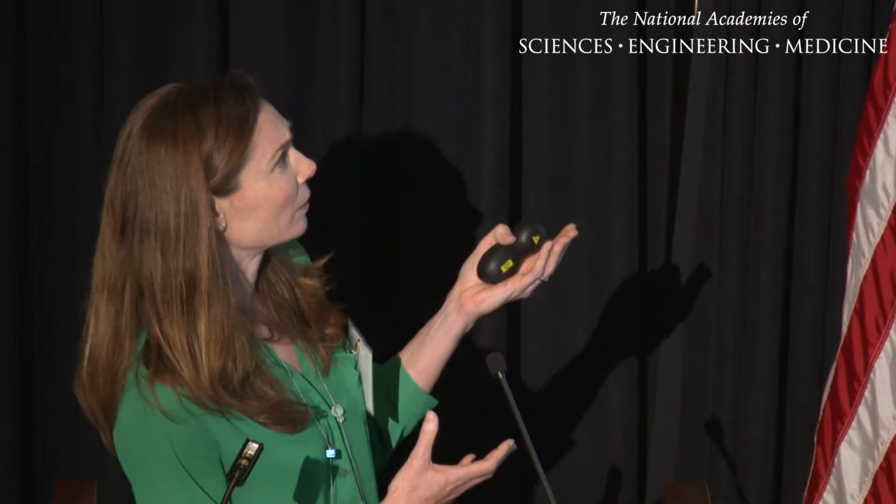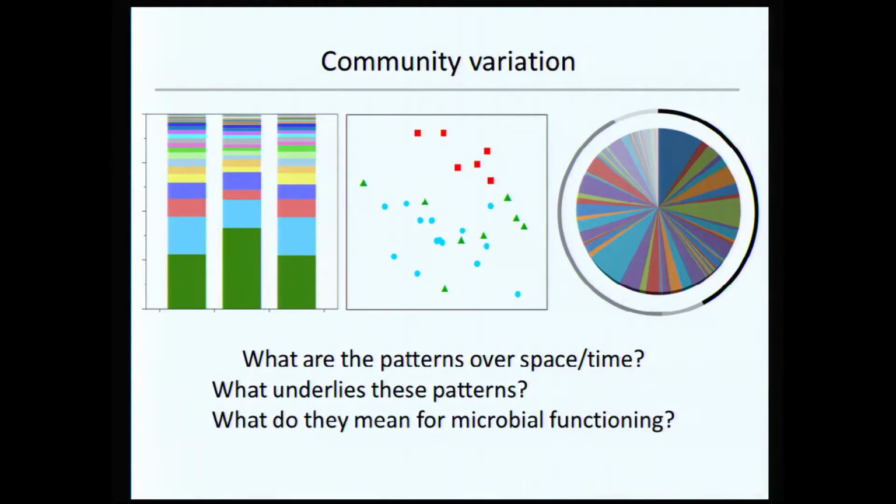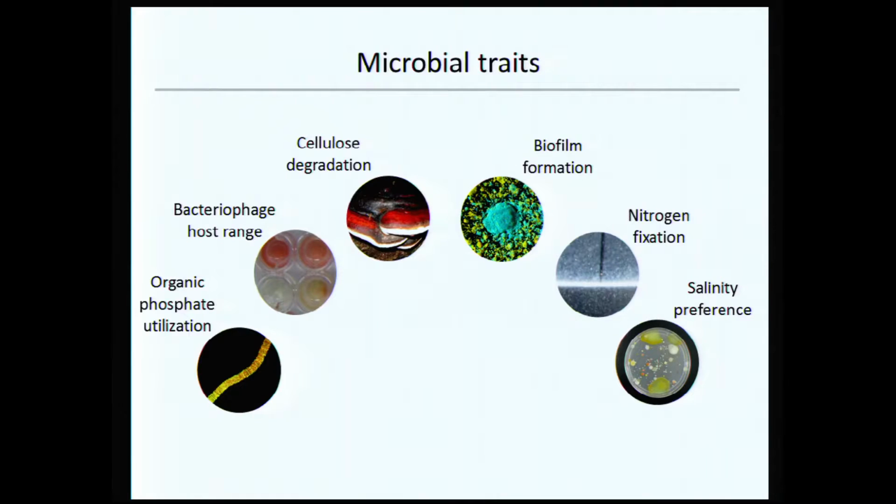We've been doing this for quite some time, trying to document what the patterns are and what the relationships with environmental variables are. We were getting stuck at that point, and we wanted to go a little bit beyond just documenting these patterns and think about the processes underlying them. So we started to think about traits, which many people in this room have been thinking about for a long time. Also for plants and animals, ecologists have been thinking about how to interpret biogeography in terms of traits.